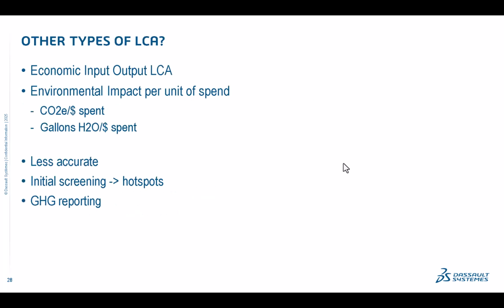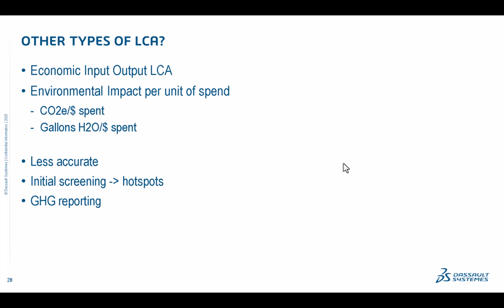One additional note is that there are other types of LCA. One type of LCA is economic input-output LCA, and this is where you calculate environmental impact per unit of spend. So you would have CO2 equivalent per dollar spent for a particular product, gallons of water per dollar spent for a particular product. This tends to be less accurate and is commonly used as an initial screening LCA to find hotspots and to understand where you would need to refine your life cycle assessment further using process-based LCA to get a more accurate picture of the environmental impacts.